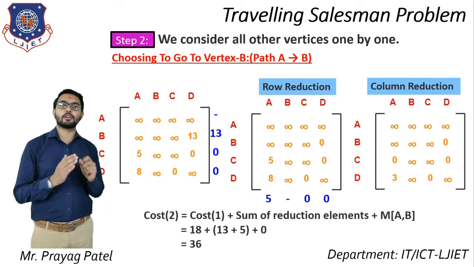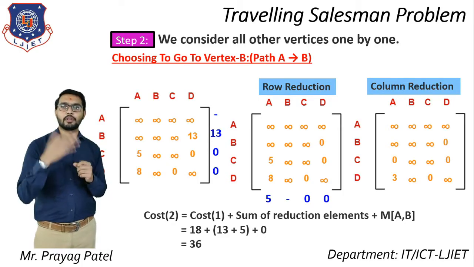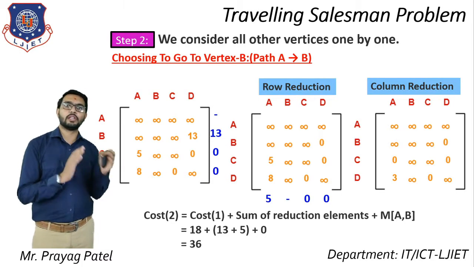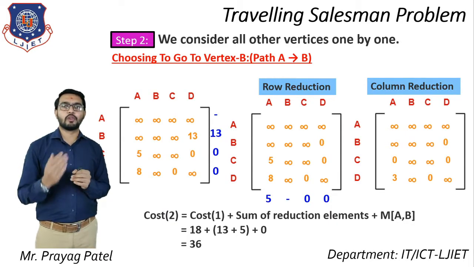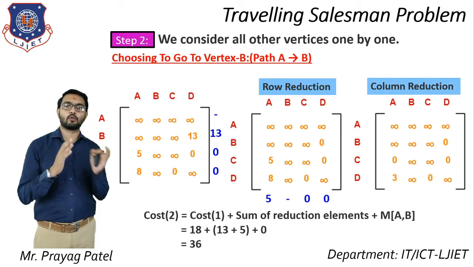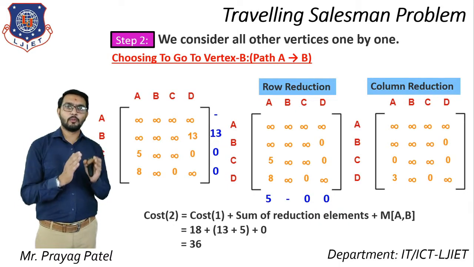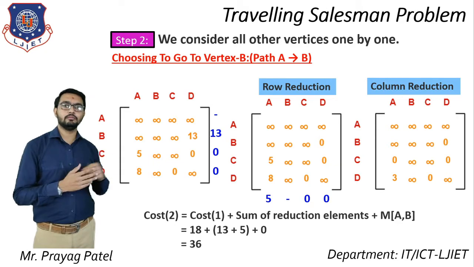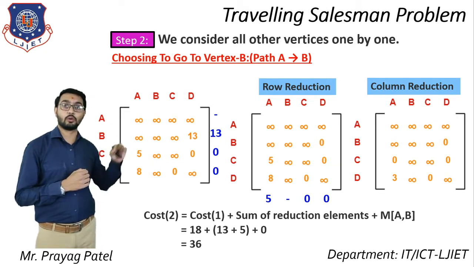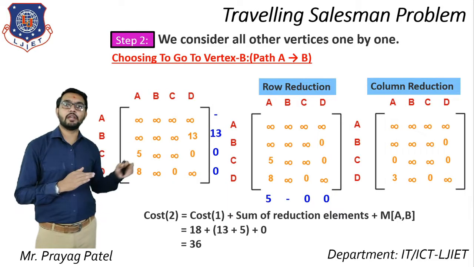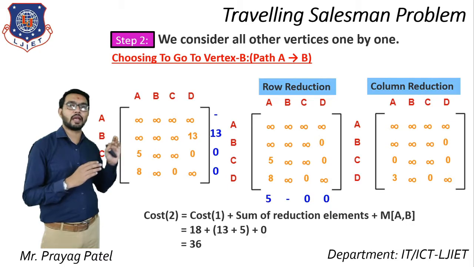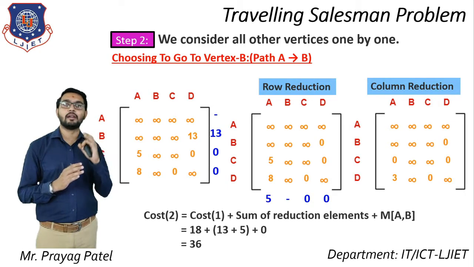Now consider the cost for node 2, because the first cost was 1. Now this cost is 2. So cost 2 equals cost 1. Already we found 18 as the reduced cost, as cost 1. Now add the sum of the reduction cost. So here reduction cost equals 13 plus 5, and the third part is the value of MAB. Here consider the value of MAB as the old value from step number 1.